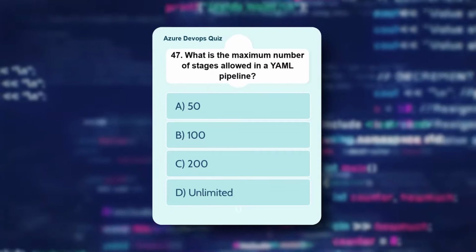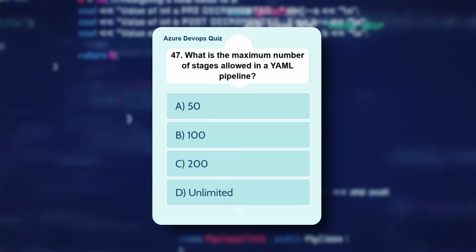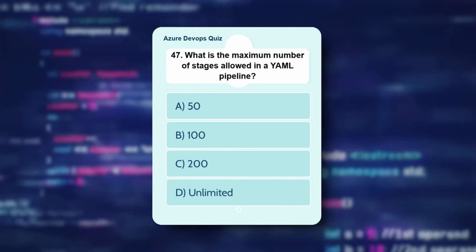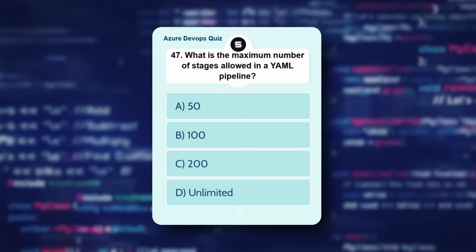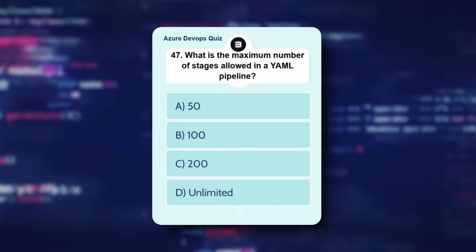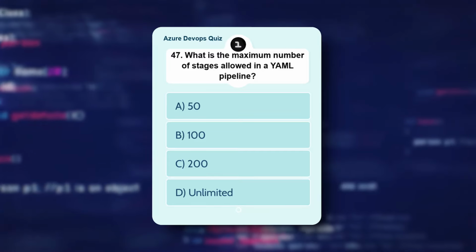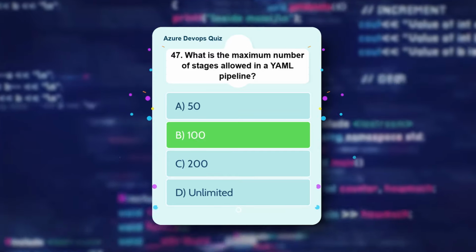47. What is the maximum number of stages allowed in a YAML pipeline? A. 50. B. 100. C. 200. D. Unlimited. Answer: B. 100.